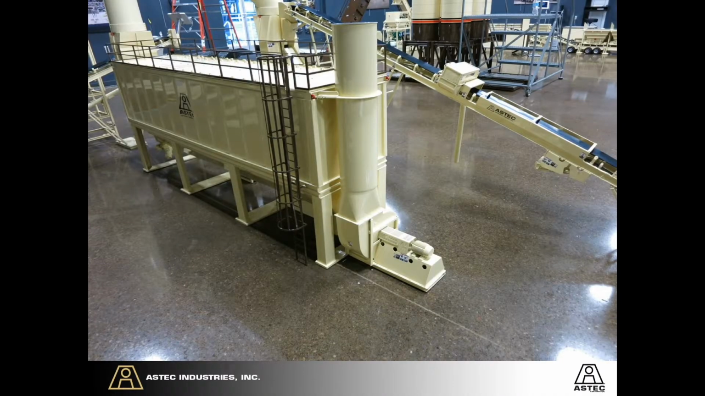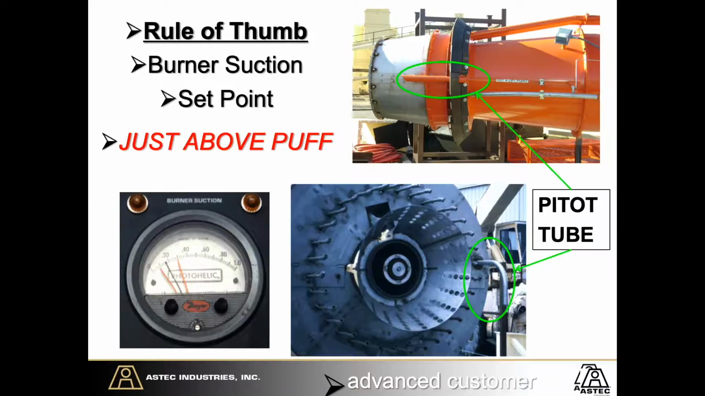When we talk about the exhaust fan, we're pulling on the drum. A lot of people call that burner suction. That's what we call it. And basically what you're doing is you're stabilizing that flame and you're evacuating that system. So some people ask, well, what's the ideal situation? How much burner suction or how much exhaust fan do you want to put on the plant? Well, it can change depending on what type of equipment you have. A good rule of thumb is just above a puff.